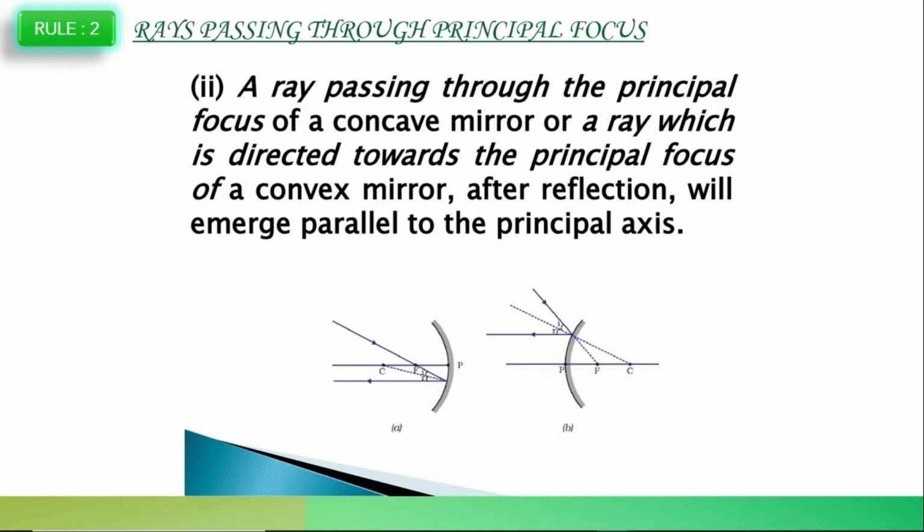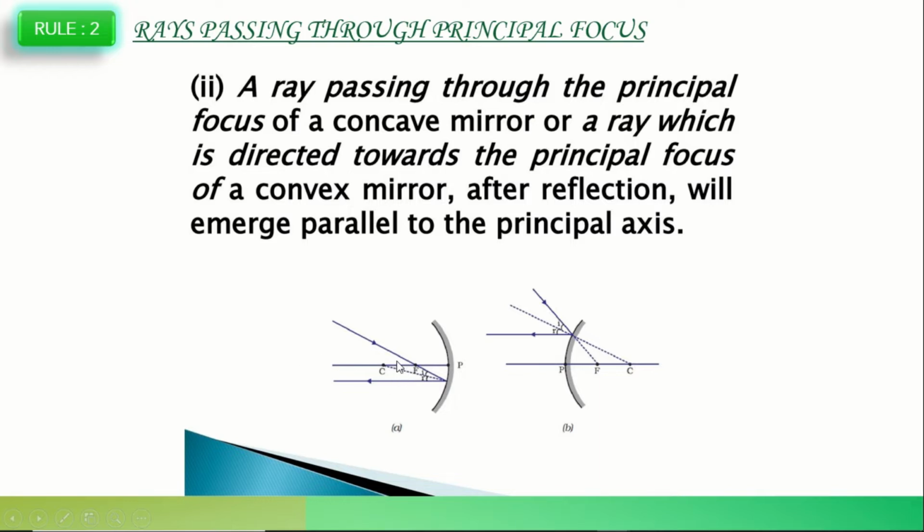A ray passing through the principal focus of a concave mirror, or a ray which is directed towards the principal focus of a convex mirror, after reflection will emerge parallel to the principal axis. So after reflection, the reflected ray moves parallel to the principal axis. So this is the second rule.